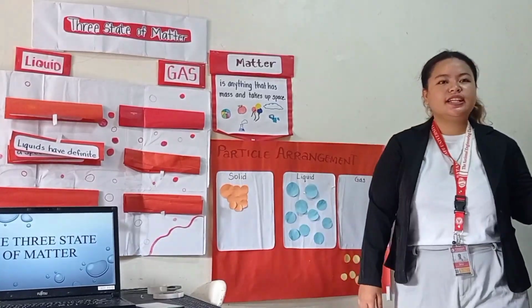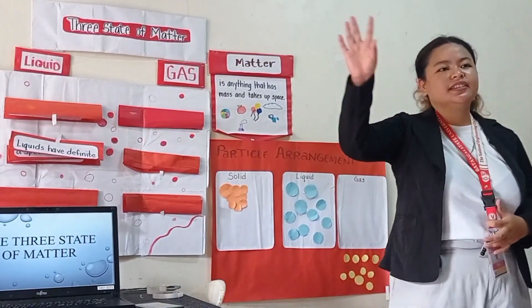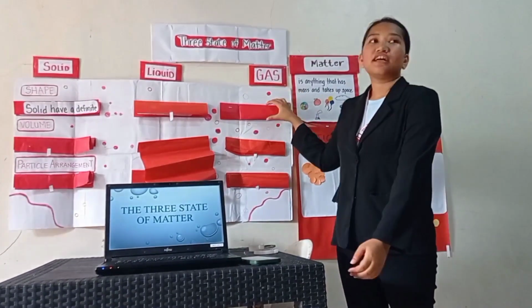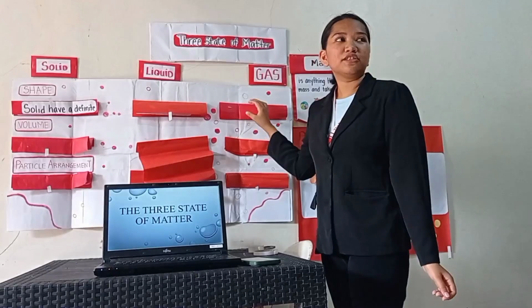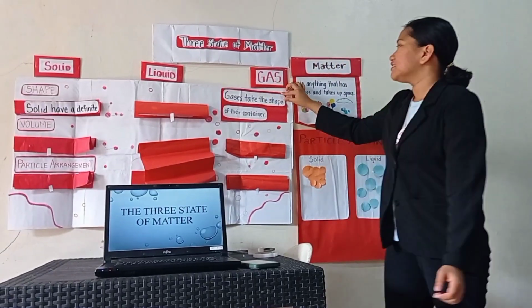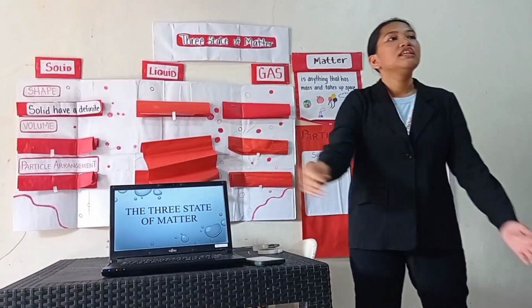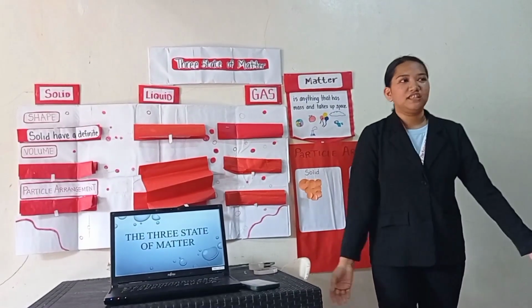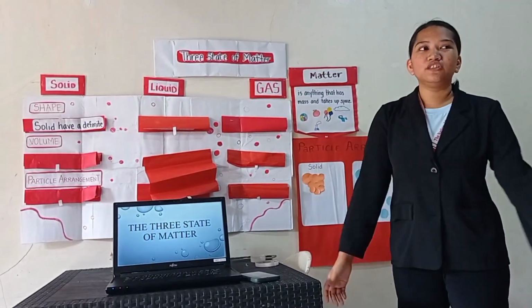Let's move on to the last state of matter, which is what? Yes, that's right. Gas. The characteristic of gas in terms of shape is gases take the shape of the container. They also have no definite shape. They can form whatever they want. Second is in terms of volume.